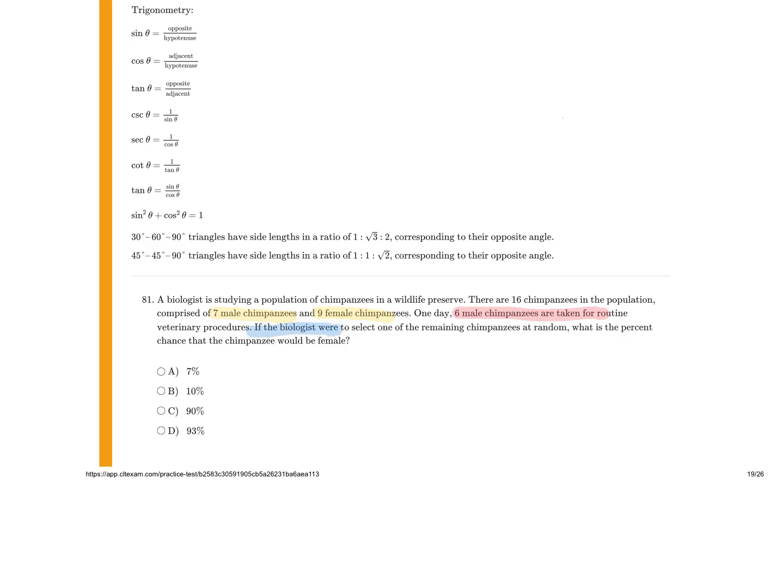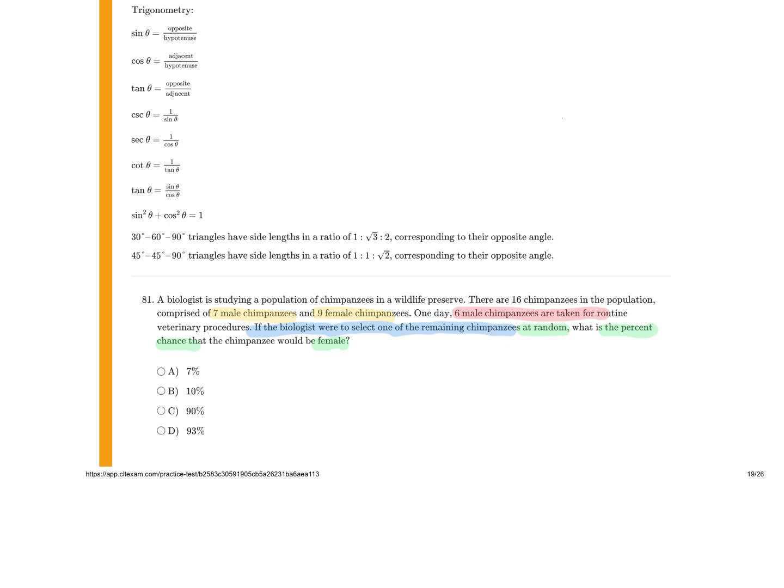If the biologist were to select one of the remaining chimpanzees at random, the word "random" is a clue that this question has to do with probability, the chances of something happening. And then we're asked, what is the percent chance, again, that's another clue that this is a probability question, that the chimpanzee would be female. So what are the chances that we randomly select a female chimpanzee?